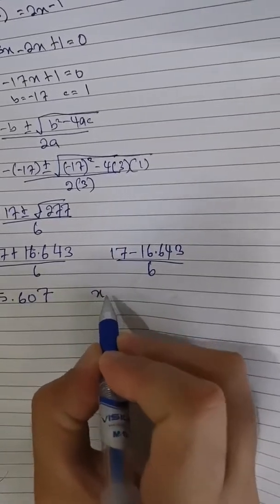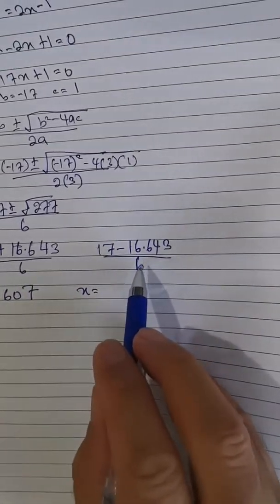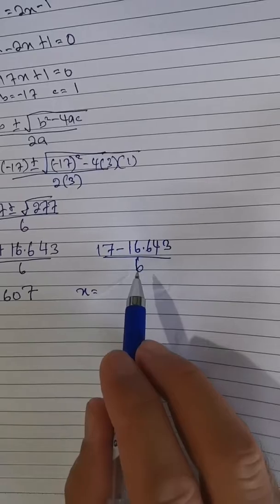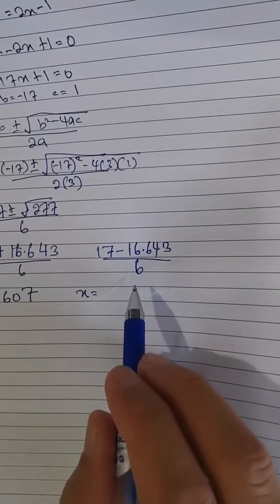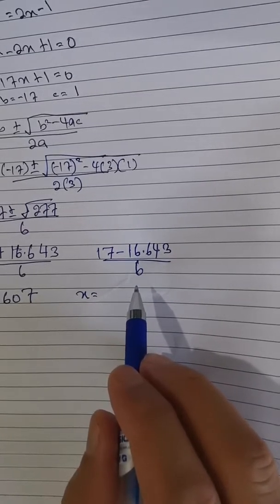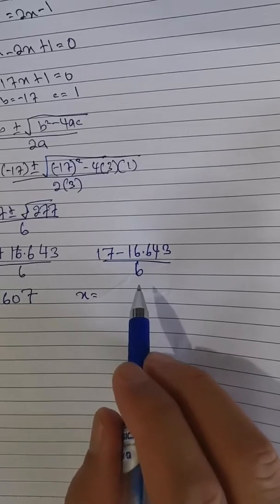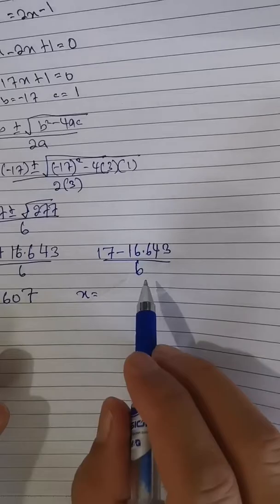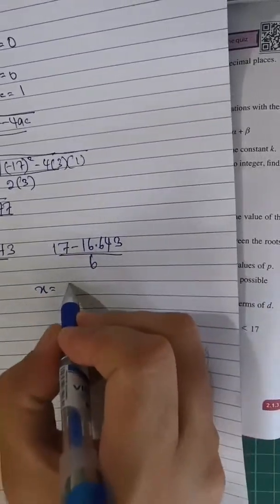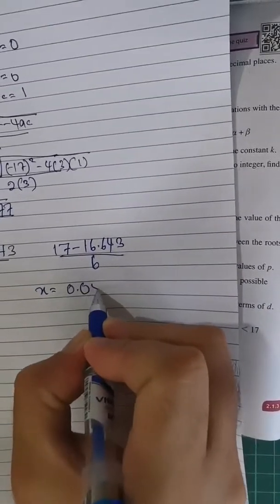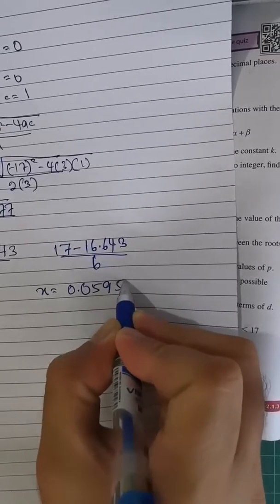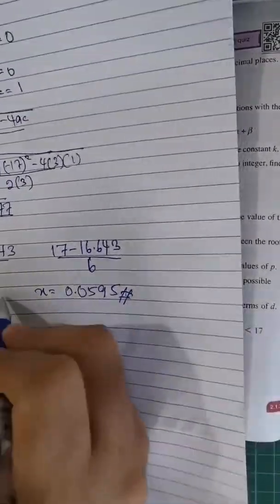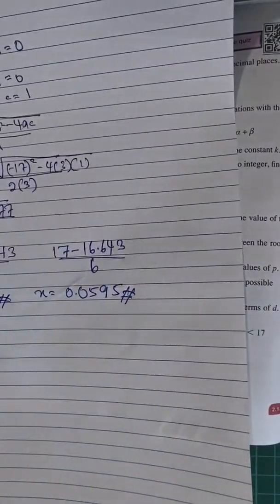The other value will be 17 minus 16.643. Then press equal. Then you divide by 6. So you get 0.0595. Okay, so we have finished question number 1.